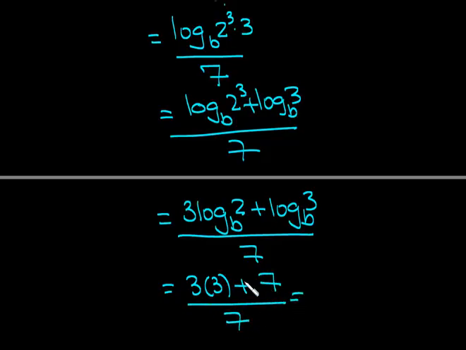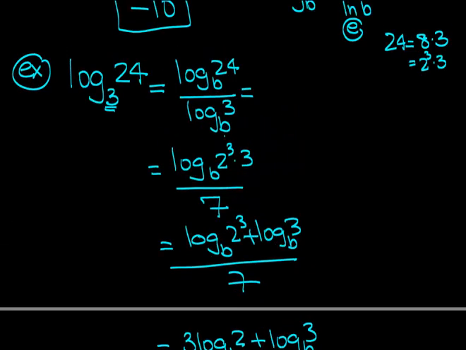3 times 3 is 9. 9 plus 7 is 16 over 7. So there's the answer for that. So we did change of base out here. We were given some goofy base, and we were able to do that.